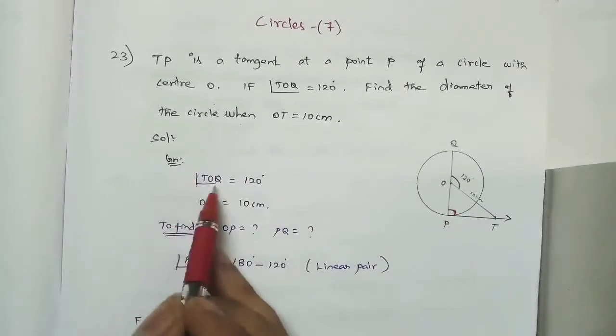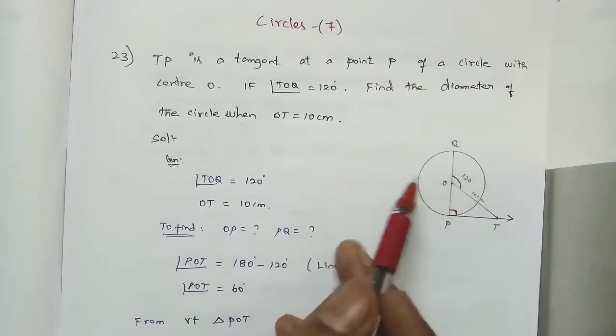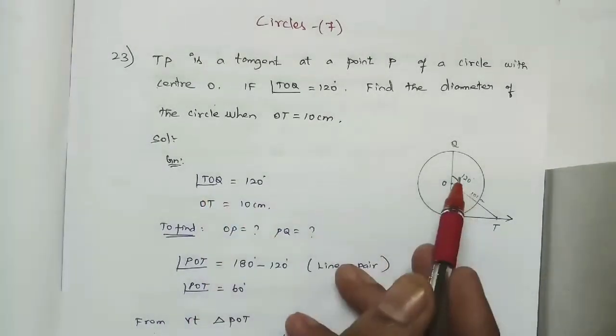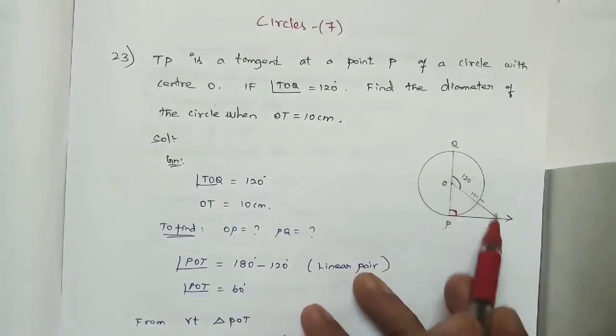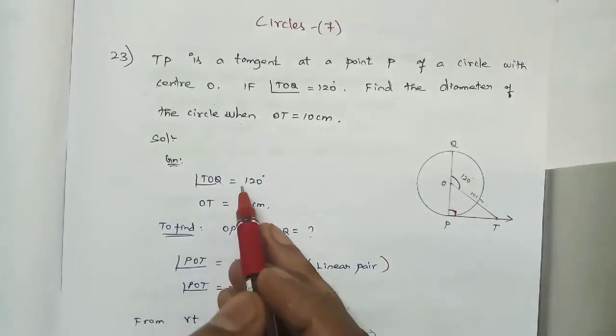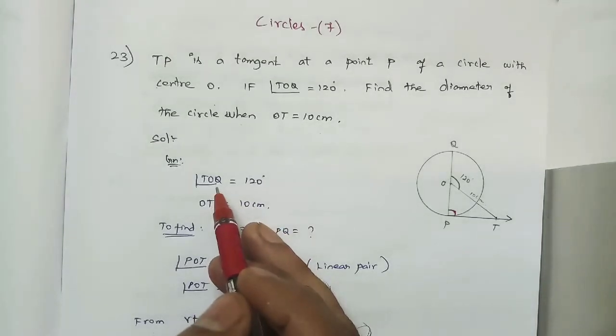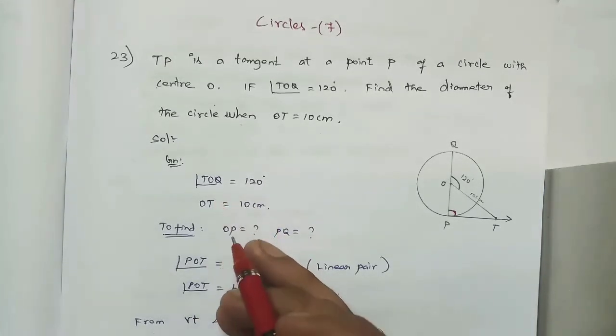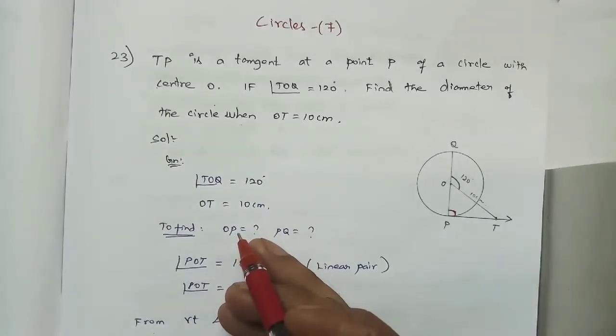Why have they given the angle TOQ equal to 120 degrees? This is also a clue, but it is not inside the right angle triangle. It is outside the triangle. So the angle TOQ equal to 120 degrees is a clue, and with the help of this only we are going to find it. Actually this is a circle chapter, but by using trigonometry I am just going to find what we need.